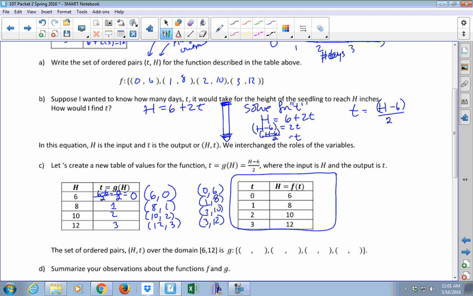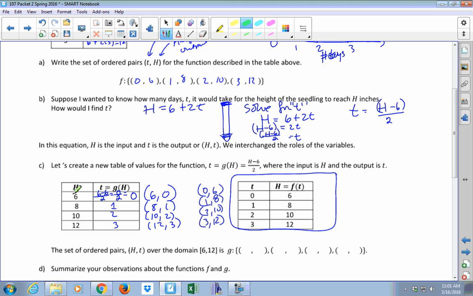So the set of ordered pairs now, this is kind of an interesting thing to see. For this function, the function g, my domain is no longer 0 to 3. My domain is 6 to 12. Those are my inputs.